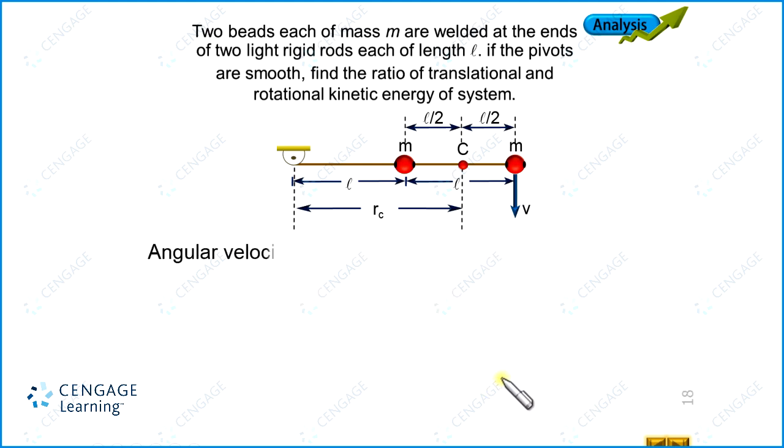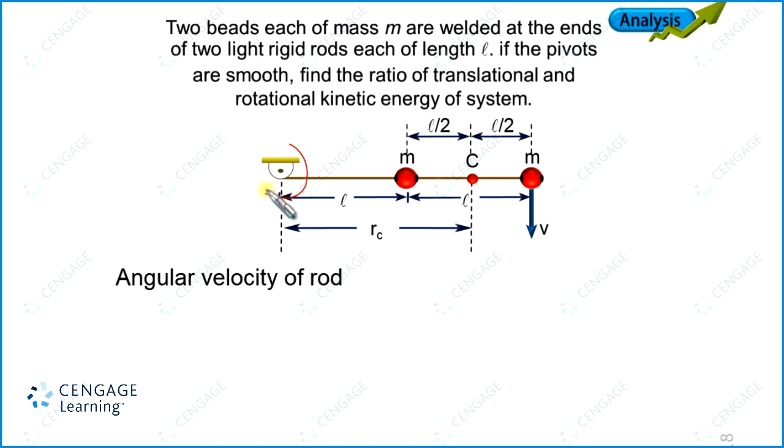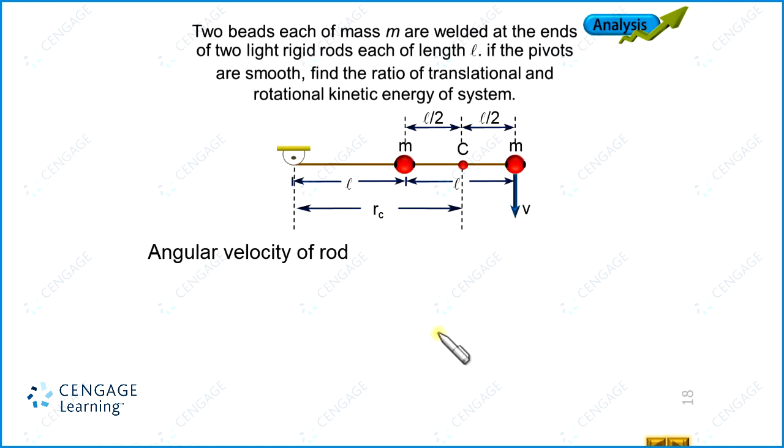Angular velocity is not given, we are given the speed of this rod. So V should be equal to omega times the radius, where omega is the angular velocity. So we can write omega multiplied by 2L equal to V. That means omega equals V divided by 2L. V is known to you, 2L is the total length, so we got the angular velocity.